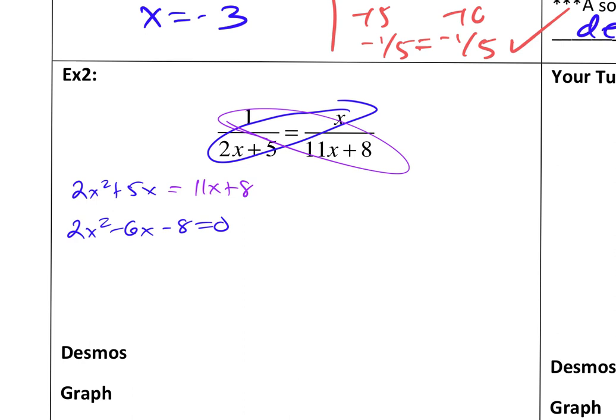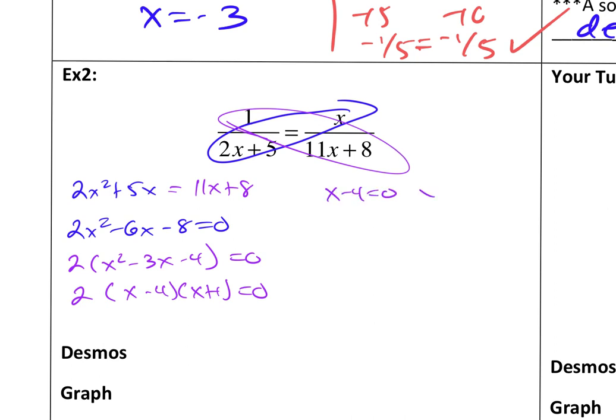But I do notice right away that I have a greatest common factor of a 2, so we're going to take that out. And then we're going to go ahead and attempt to factor the x squared minus 3x minus 4. And that's going to factor as x minus 4 and x plus 1. And now we can go ahead and do the solving portion. Because it's factored, we've done this several times, we're going to take the factors and set them equal to 0. And then when we solve, we get two answers of x is equal to 4 and x is equal to negative 1.